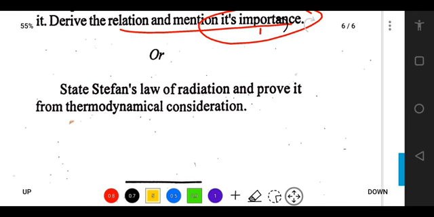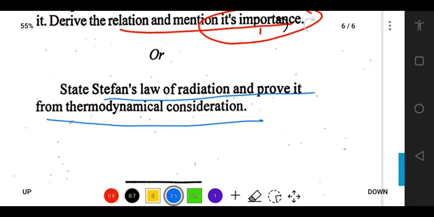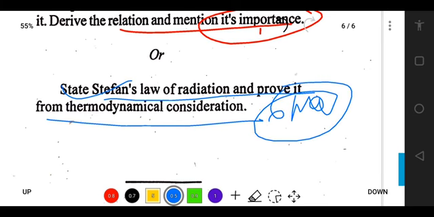Then Stefan's law of radiation. Stefan's law of radiation is also important. Thermodynamic relation. This is a 6 marks question. This was asked in the last 2 years. Check it.